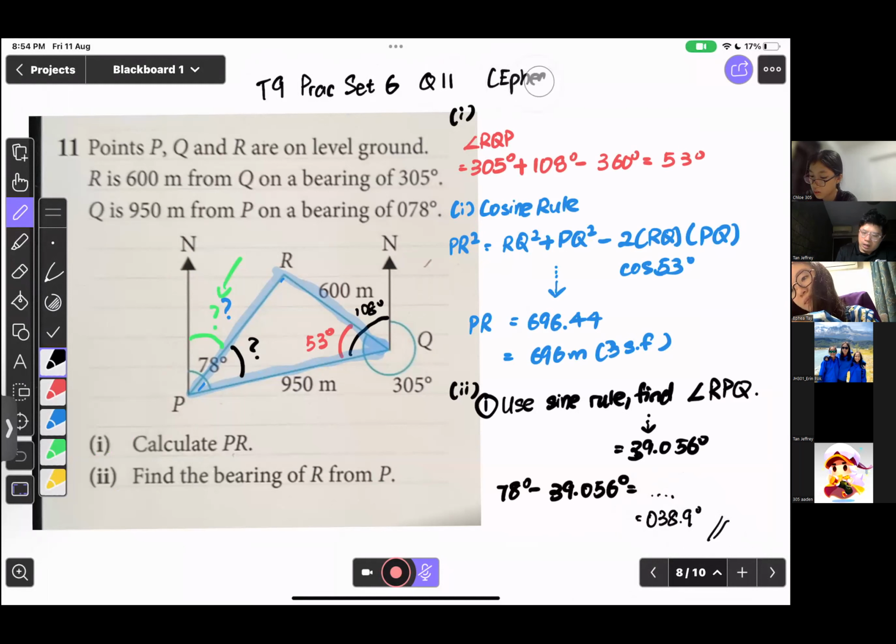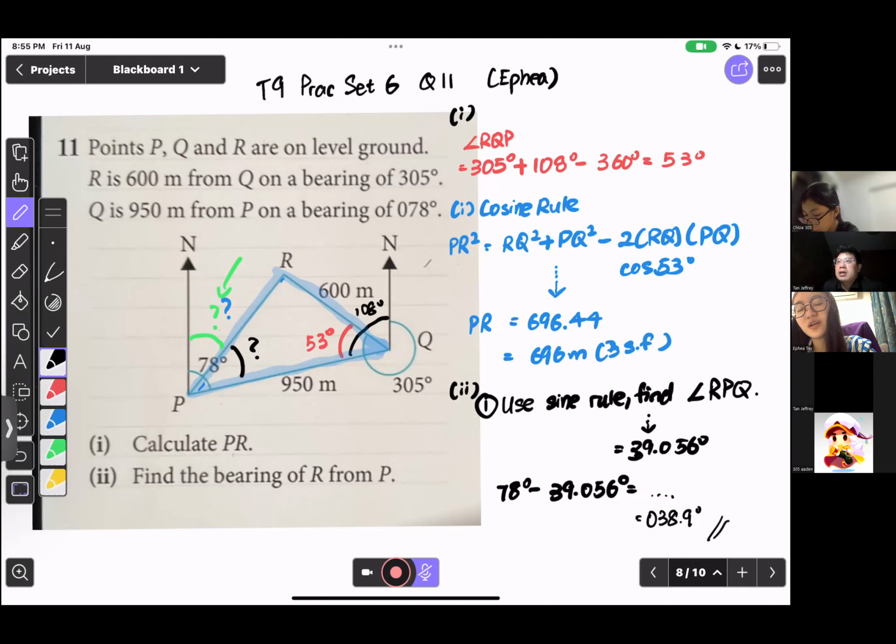Shall I go on to the next one? Okay, you have finished writing. If you want to find the bearing of R from P, then shouldn't you find the green one, not the black one? Yes, oh, I take 78 minus the black one. Okay, so done.